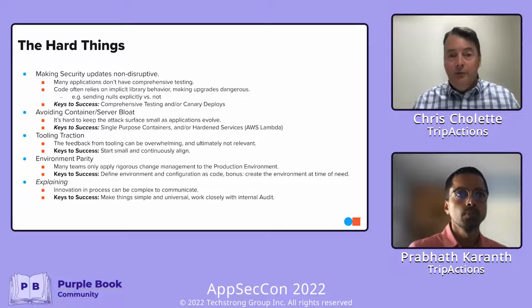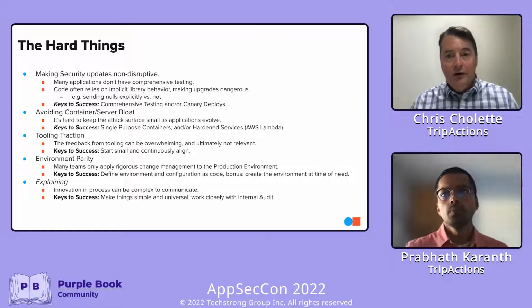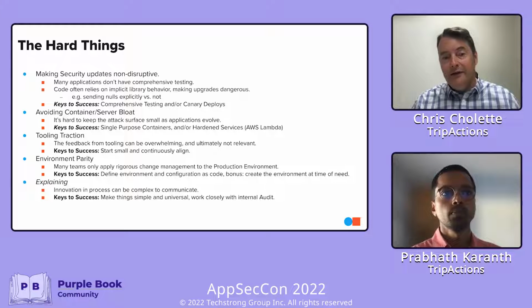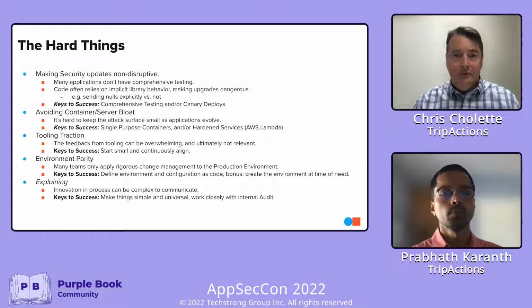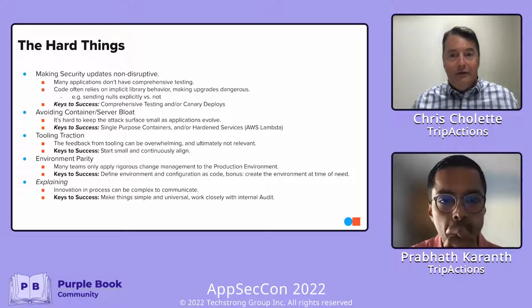Avoiding container and server bloat. It's easy to just add things to a container or a server, but it increases the attack surface. So try as much as possible to have single purpose containers, or use hardened services like AWS Lambda. Sometimes Lambda has some downsides, but the fact that you never have to think about updating is immensely powerful.